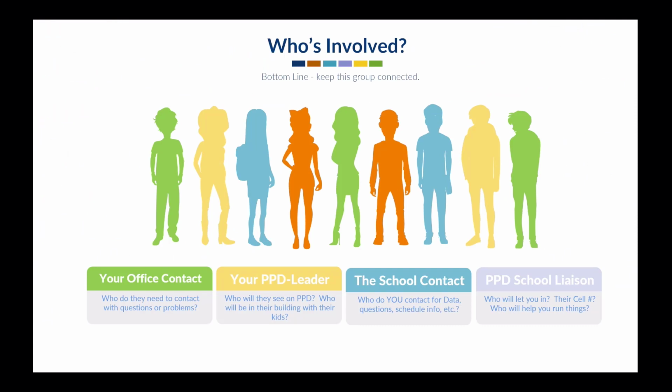They want to know who's involved. Your office contact. This is just, who do I call when there's a problem or I have a question? Parent shows up, they're standing in front of me. Where do I call? I can't put them off. I can't tell them to do something else. I need to call somebody, put you on speaker, or hand them the phone, and I need to do it now. Who do I call?